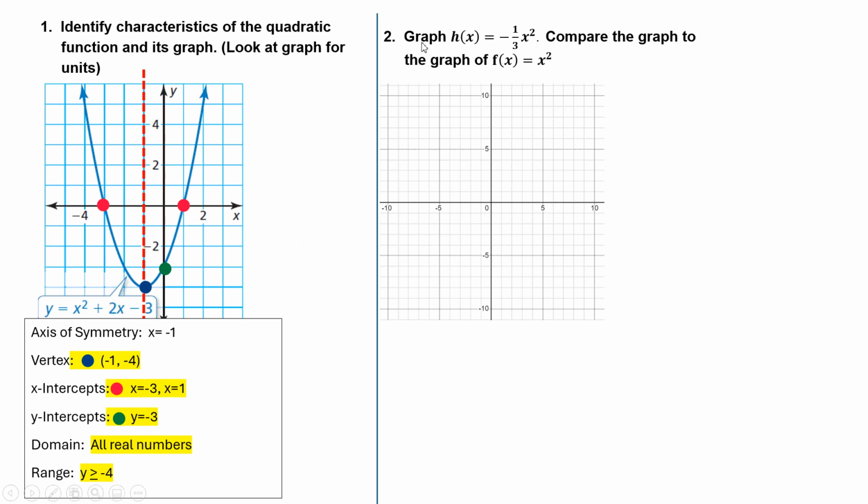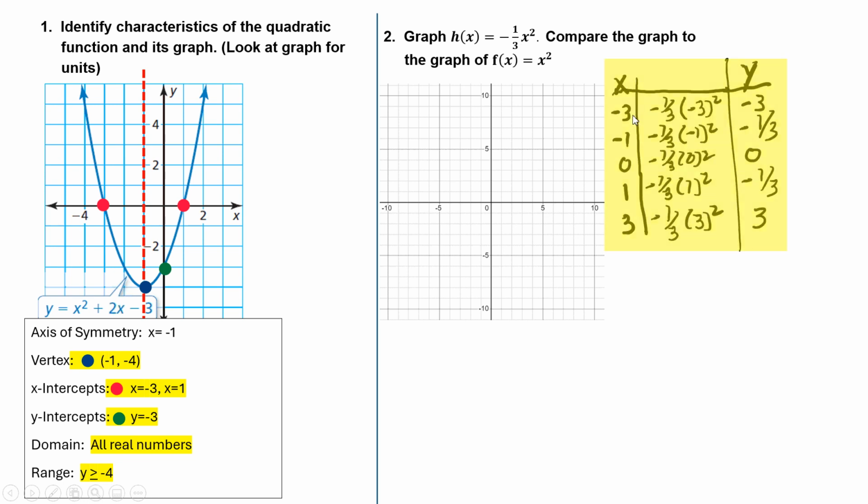Let's go to number 2 now. It says graph h of x equals -1/3 x squared. Compare the graph to the graph of f of x equals x squared. Well, remember, this is saying h of x is this. They're looking for us to compare this with this. So what do we add on? A negative, which means a reflection, right? And a 1/3, which means we have a number less than 1 and greater than 0. So that's going to be a shrinkage.